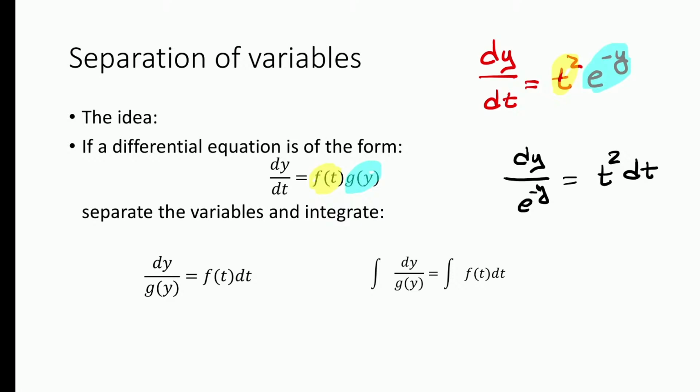Next, you're going to integrate both sides. Before I integrate the left side, though, I'm going to do a quick rearrange. E to the y dy is equal to t squared dt. So you see I've just gotten rid of that negative exponent. And then we're going to integrate. Now that I've got the variables separated, I can pretty easily come up with the antiderivatives. I think you can all do this.